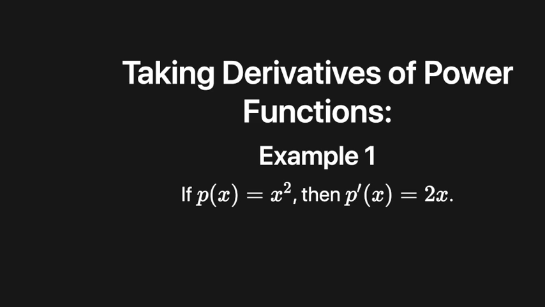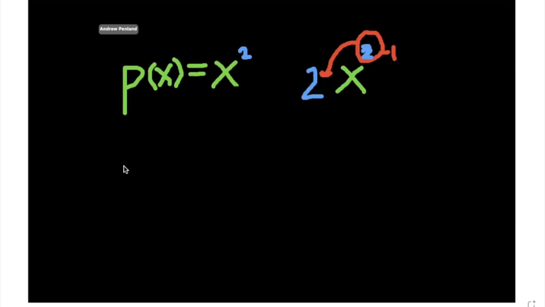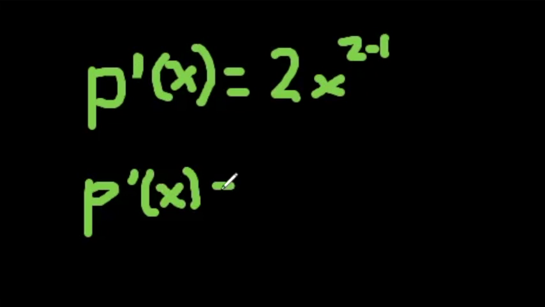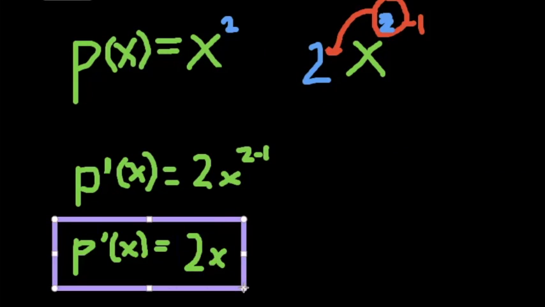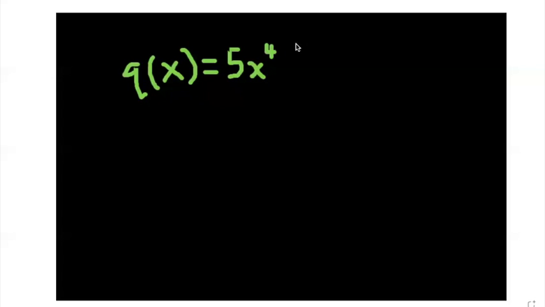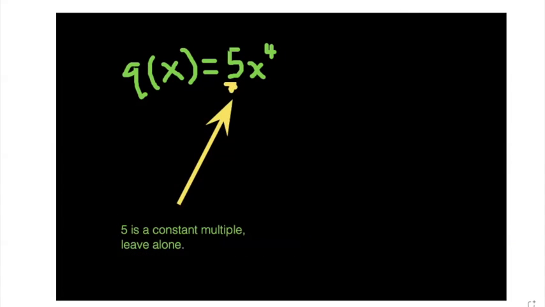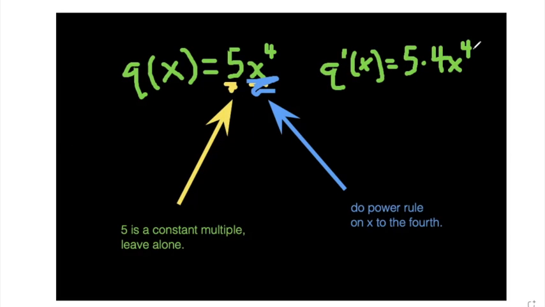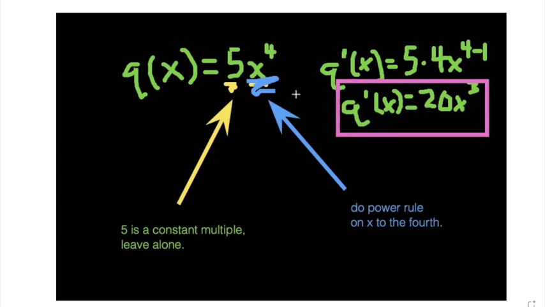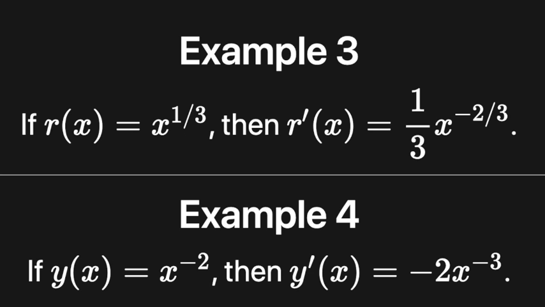When we look at p of x equals x squared, the exponent is 2. We pull the 2 in front, then subtract 1 from the 2 to get an exponent of 1. We don't usually write an exponent of 1, so the derivative would just be p prime of x equals 2 times x. Q of x is equal to 5 times x to the fourth. Then to take the derivative we will just pull down the 4 and multiply it by the 5. We subtract 1 from the 4 in the exponent to give q prime of x equals 20 times x to the third.